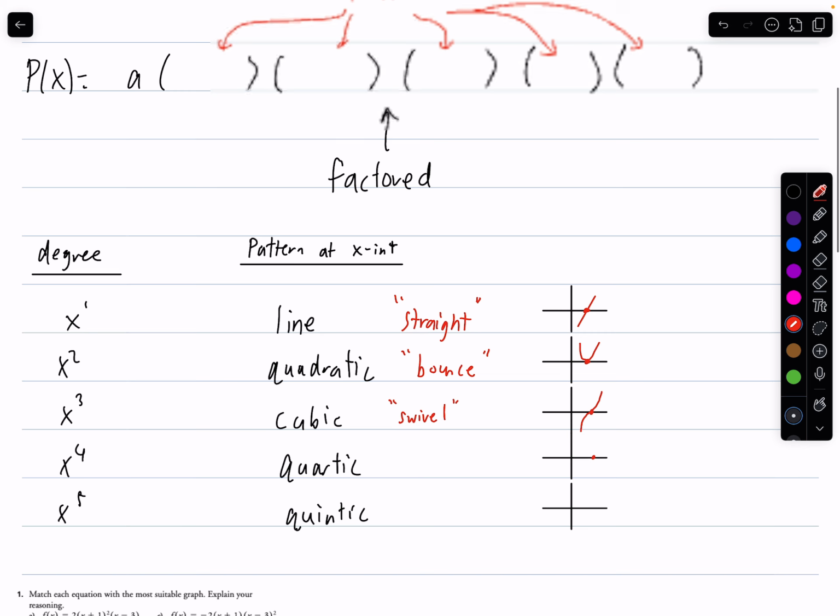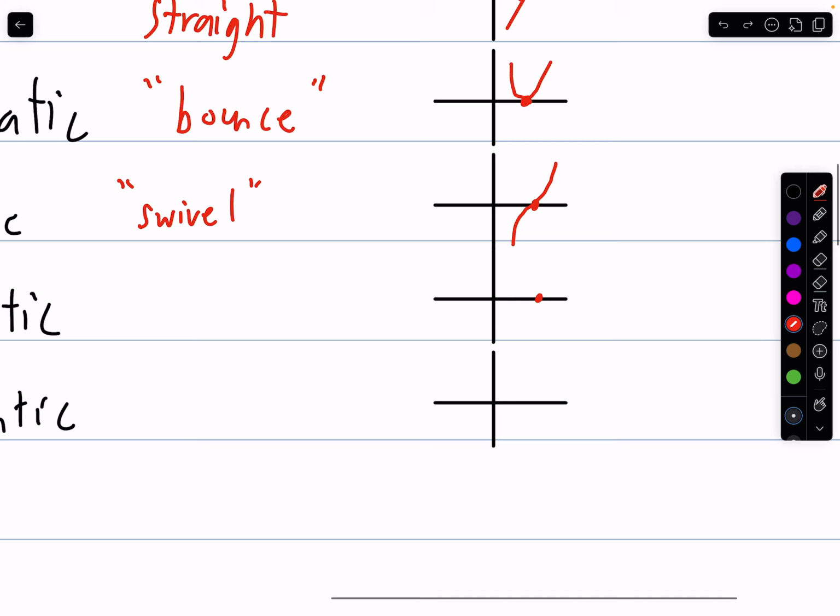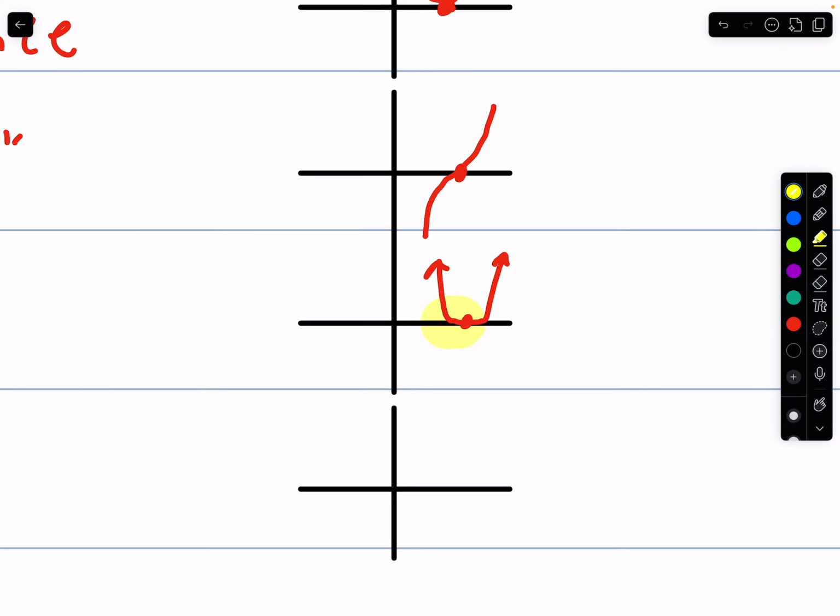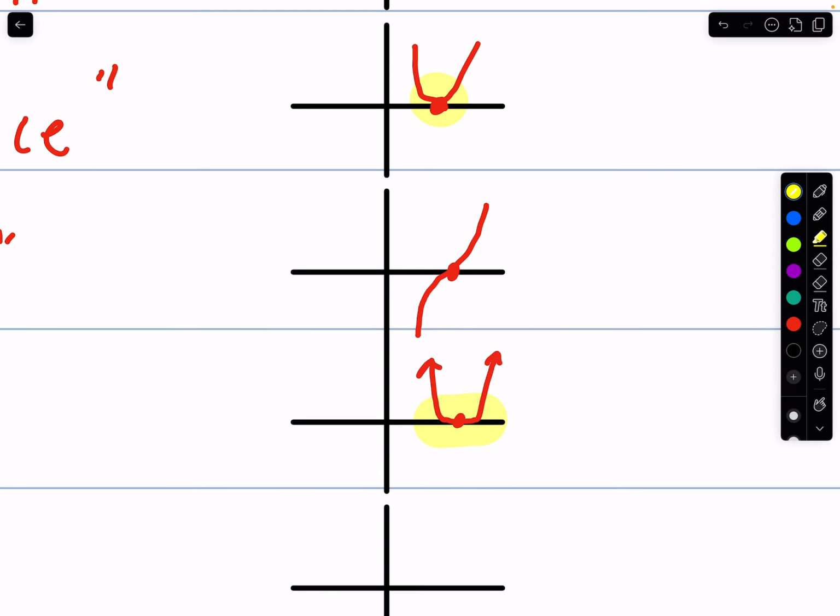A quartic function is degree 4. Now degree 4 is similar to degree 2 because they're both even degrees. But a quartic function, it's going to bounce, but it's not going to bounce directly off. It's going to be a prolonged bounce. You see how this bounce right here is different? This bounce is different from this bounce.